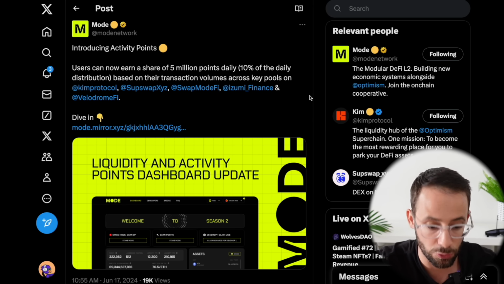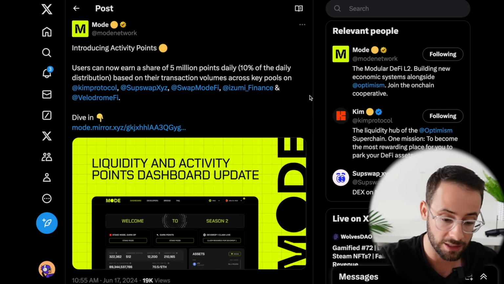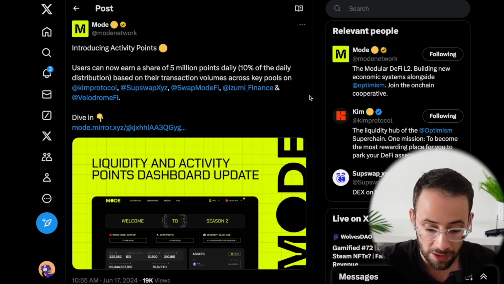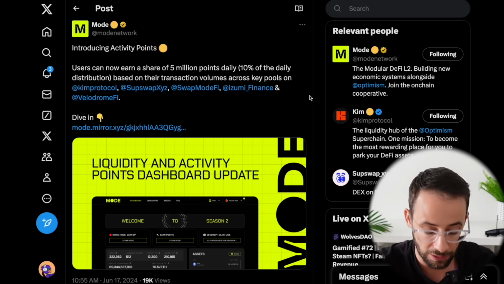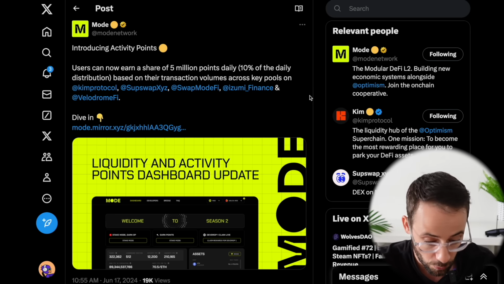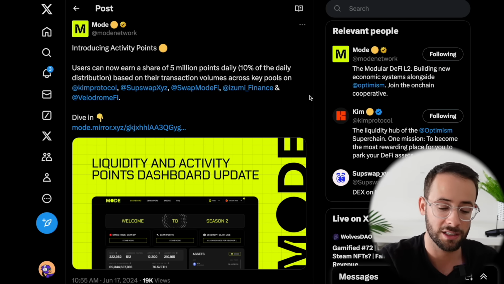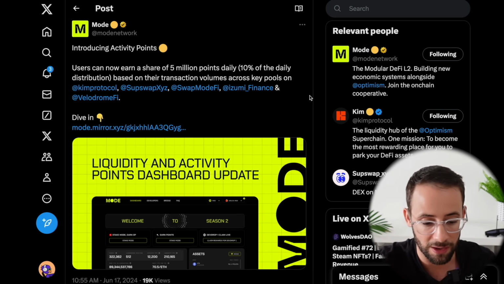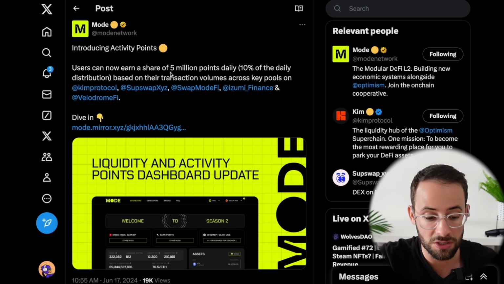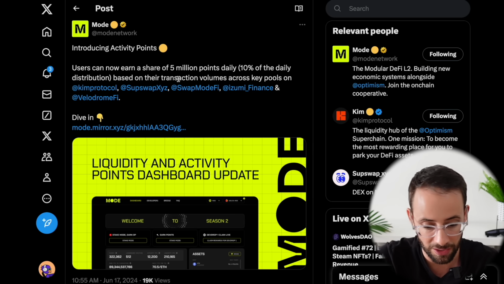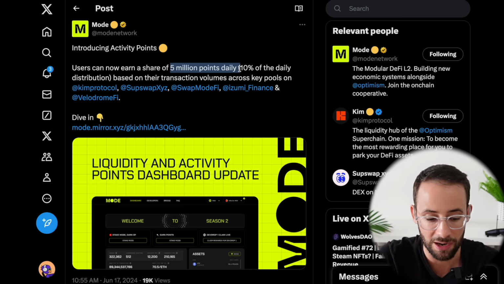Okay, moving now to the Mode ecosystem and season two of their airdrop. So they've changed the way that you earn points a little bit. Previously, the best way to actually earn points and rank up for this airdrop was to hold assets and to use those assets in DeFi. But now they've really jacked up the amount of points that you can get from activity on the network. And there's 5 million points every single day based on transaction volumes across these specific protocols.